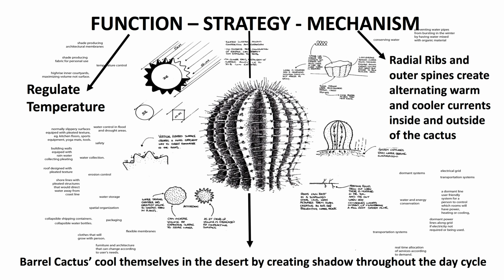It has a strategy that will cool itself in the desert by creating shadow throughout the day cycle. And this is just one of the strategies. So the barrel cactus has many strategies, but this is just focusing in on one strategy. And then the mechanism, one of the mechanisms that they use to do this, is the radial ribs. And these outer spines create alternating warm and cooler currents inside and outside of the cactus. And then you can go further on to describe that in detail, and you'll see in the smaller drawings exactly how it's doing that.